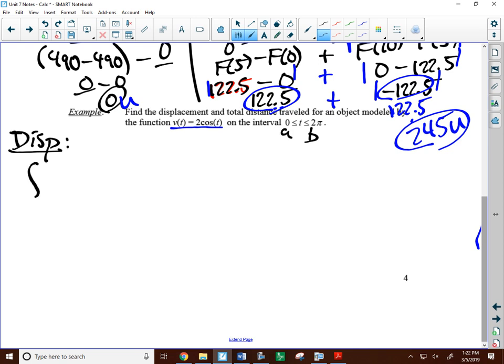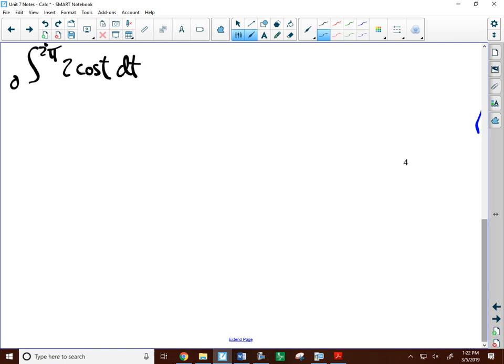Displacement is going to be the integral from 0 to 2 pi for my velocity function 2 cosine t dt. Let's see, so let's do an antiderivative, capital F of t. I bring the 2 down. Cosine of t, the antiderivative is just sine, no negatives. Sine of t. Okay, so now I'm going to do F of 2 pi minus F of 0.